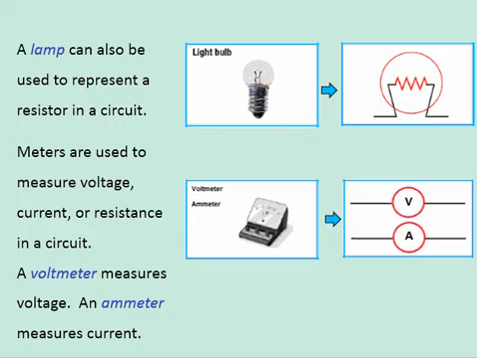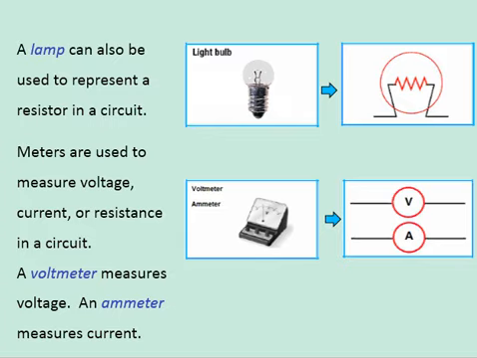Now, we've been using an awful lot of light bulbs or lamps in class because it makes it very easy to see that current is flowing in the circuit if we see a light bulb turn on. A lamp is still just a resistor. It's consuming the energy from the battery.